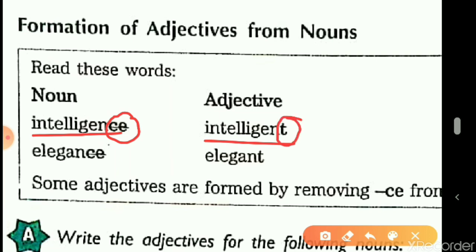बेटा इंटेलिजेंस नाउन है और हमको एडजेक्टिव बनाना है, तो हम क्या करेंगे? इंटेलिजेंस के लास्ट में जो सी है उसको रिमूव करेंगे और उसकी जगह अगर हम टी लगा देंगे तो वो आपका एडजेक्टिव इंटेलिजेंट बन जाएगा. फाइन. सेकेंड आपका वर्ड है एलिगेंस. एलिगेंस में भी अगर आप सी को हटा देंगे और लास्ट में टी लगा देंगे तो आपका बन जाएगा एलिगेंट.